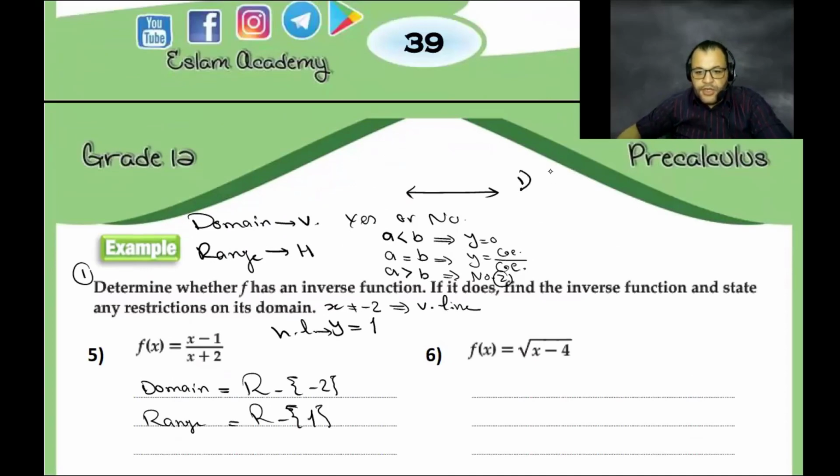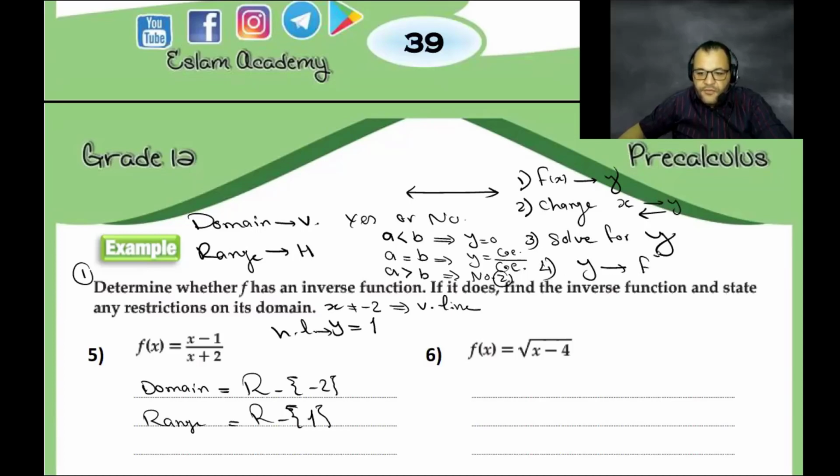What are the steps of finding the inverse? Step number 1: replace f of x with y. Step number 2: swap x to be y and y to be x. Number 3: solve for y. Number 4: replace y with f inverse of x. At the beginning, we remove f of x and put y. Then, when you finish finding y, remove it and put f inverse of x.